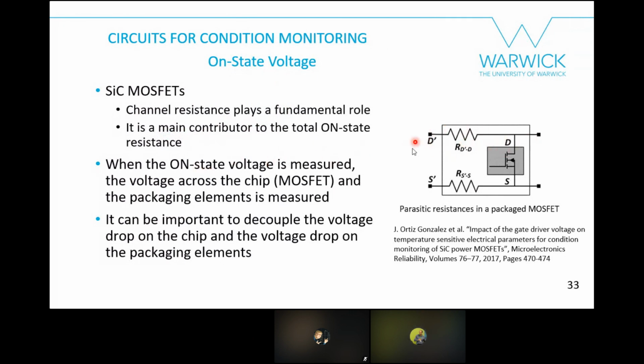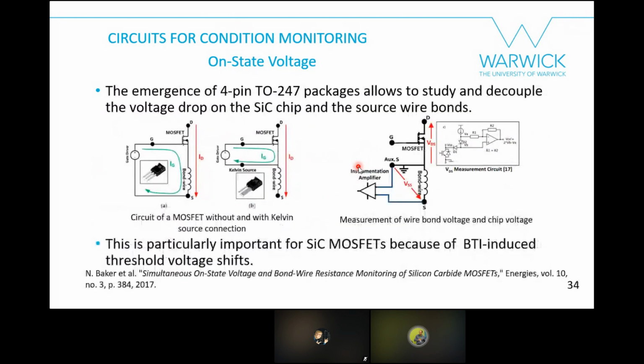So when you are measuring the on-state voltage across the packaging, you're measuring the voltage across the chip and the packaging elements. But what you really want is the voltage across the chip, and you also want to decouple the voltage on the chip and the voltage on the packaging elements. This can be really important to understand what is degrading. Is the chip degrading because of gate oxide reliability issues, or is it just packaging degradation? This can be really important for silicon carbide MOSFETs.